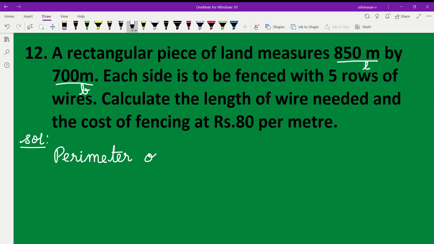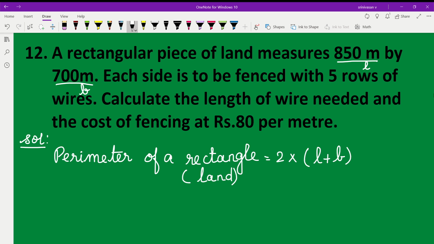Perimeter of a rectangle, that is a land, rectangle land. Formula is 2 into (L plus B) units. Here length is 850 and the breadth is 700. Unit is meter. Now add the length and breadth. 850 plus 700. It is 1550.